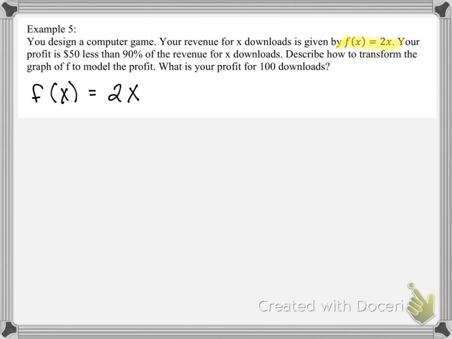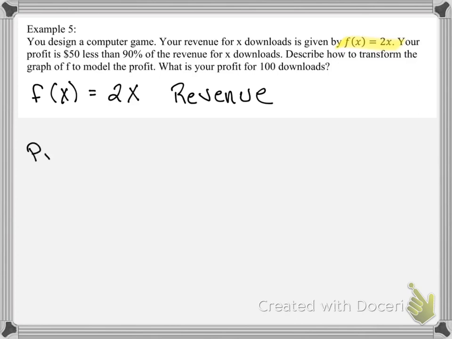So this means that I design computer games, and for every download, if I had 1 download, I'd make $2. If I had 2 downloads, I put a 2 in, I'd make $4, and so forth. So if I downloaded so many, that would be my revenue, the money coming in. That doesn't necessarily mean that's all I get to keep. My profit is I have to subtract all my expenses.